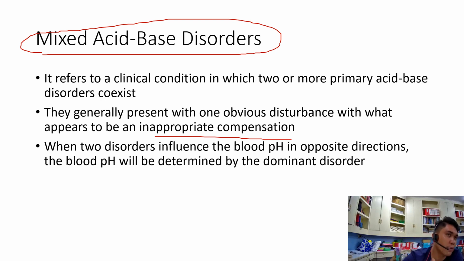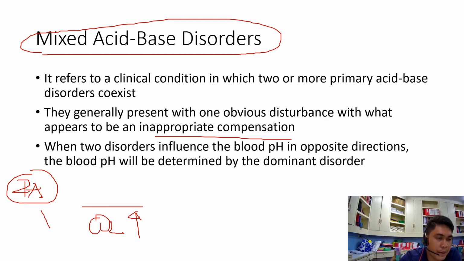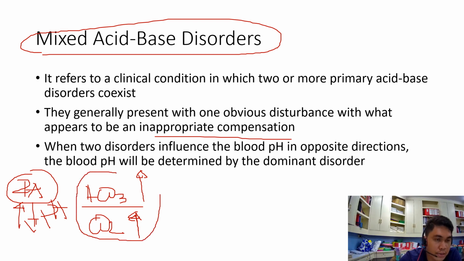Let's talk about the four acid-base disorders. For example, respiratory acidosis. The cause of respiratory acidosis is the increase in CO2. Remember, pH is equal to bicarbonate over CO2. So with increased CO2, pH decreases because they are inversely proportional. The compensation for respiratory acidosis is to increase bicarbonate level, increase reabsorption of bicarbonate, to increase the blood pH. So in respiratory acidosis you have increased bicarbonate and increased CO2.